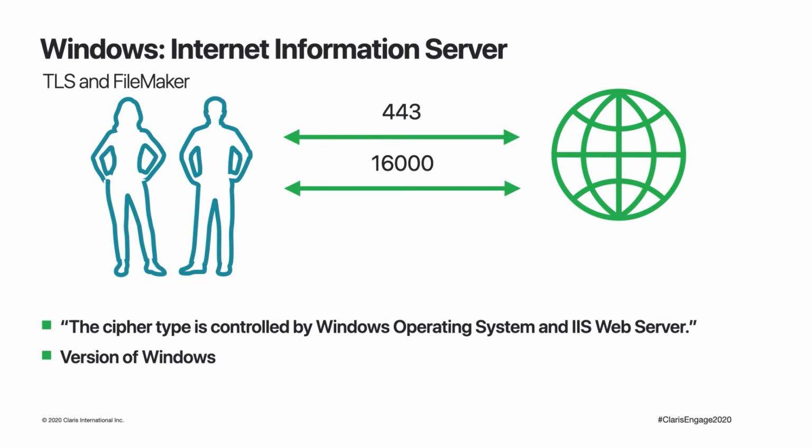Second, on Windows you have Internet Information Services. So what are the settings there? Let's have a look at the documentation. The cipher type is controlled by the Windows operating system and the IIS web server. So it depends a little bit on the version of Windows how that has been set up. It is not set by the FileMaker Server installer, so you have to configure it yourself.